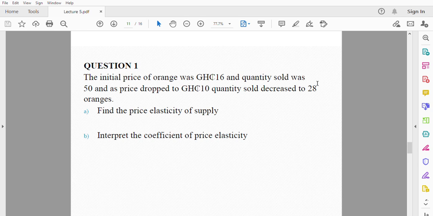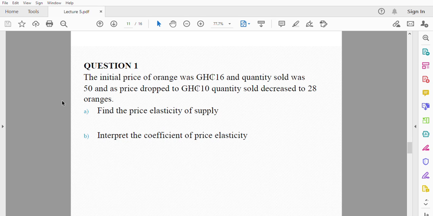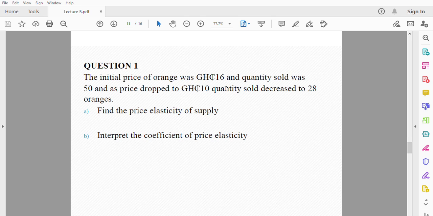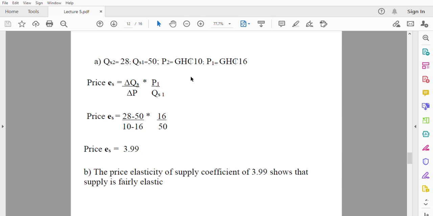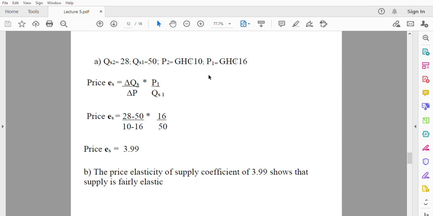The new quantity supplied is 28. So we have it here. What's the initial quantity supplied? It is 50. We have it here, QS1. Then what is the new price? The new price is 10. We have it here, P2, 10. And what is the initial price? The initial price is 16. We have it here. So we can put all these into the formula.